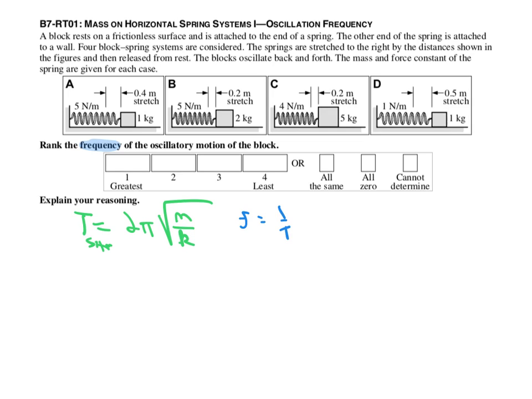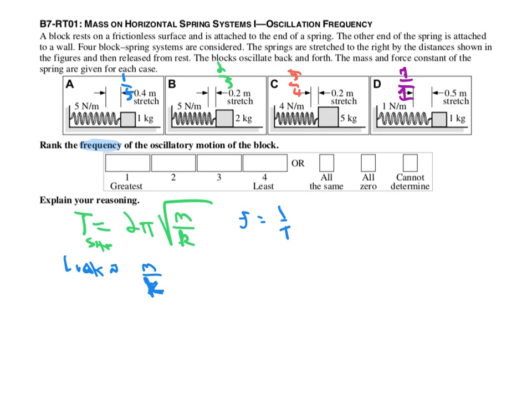If we look at the periods, we'll take case A. The 2 pi doesn't matter. Even the square root doesn't really matter because we're just looking, T squared ranks in the same order as T. So I'm really just looking at just m over k. So here we have 1 over 5, and here we have 2 over 5, and then in C we have 5 over 4, and in D we have 1 over 1. So D is sort of our baseline.